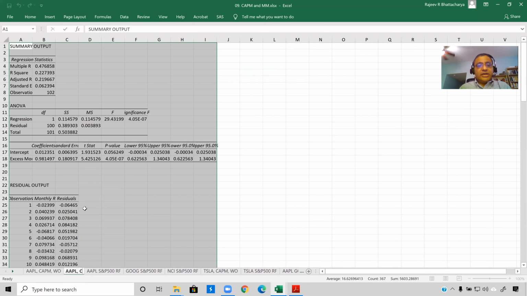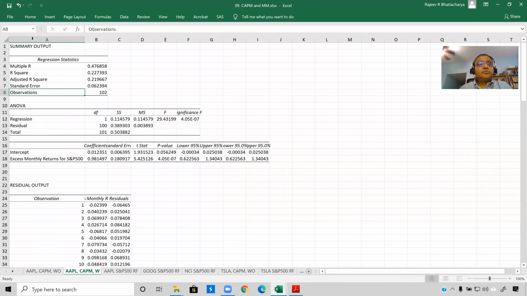AAPL, CAPM, W to indicate that with an alpha. All right. So in this case, the intercept, as we discussed, is actually pretty low.